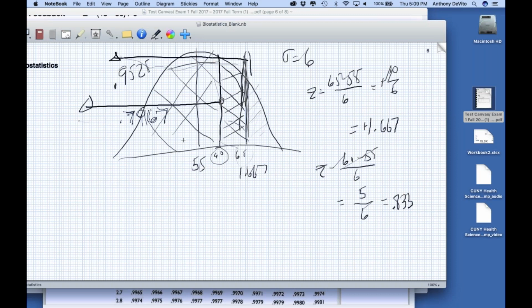So if I subtract this area from that 95%, I'm left with the area that I'm interested in. So the answer is going to be 0.9525 minus 0.7967. Okay? You guys okay with that? So if you round up the 1.667 to 1.67, this is going to give us the same answer. It's pretty close, right? If this were 95% and this were 80%, it'd give us 15%, right?